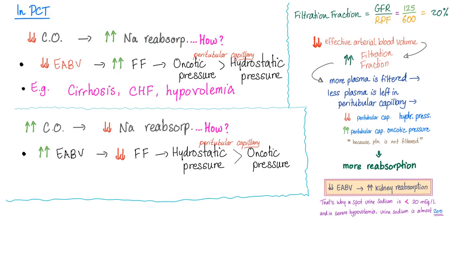So the moral of the story is, when you have decreased cardiac output and decreased effective arterial blood volume, the kidney will increase sodium reabsorption. That's why a spot urine sodium is less than 20 milliequivalent per liter, and in severe hypovolemia, urine sodium is almost zero, because the kidney is doing a phenomenal job absorbing all of your sodium to increase the water, called osmosis, to maintain your systemic arterial blood volume. Hashtag no sodium left behind.